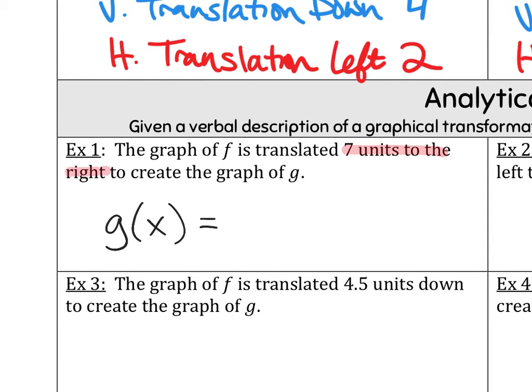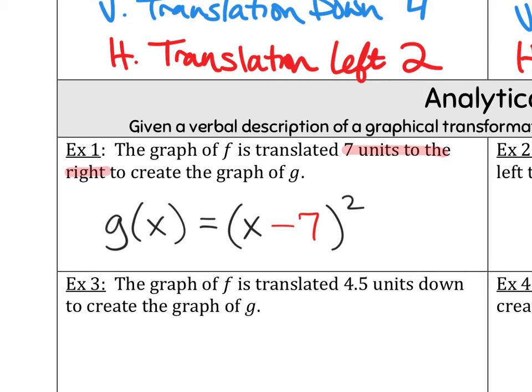Is 7 units to the right going to be inside the parentheses or outside the parentheses? Inside. So here's my parentheses. And if I'm going to the right, am I going to subtract 7 or add 7? Subtract 7. Boom. I just wrote an equation for this verbal description. I said take the parent function x squared and shift it to the right 7 units. That's it.